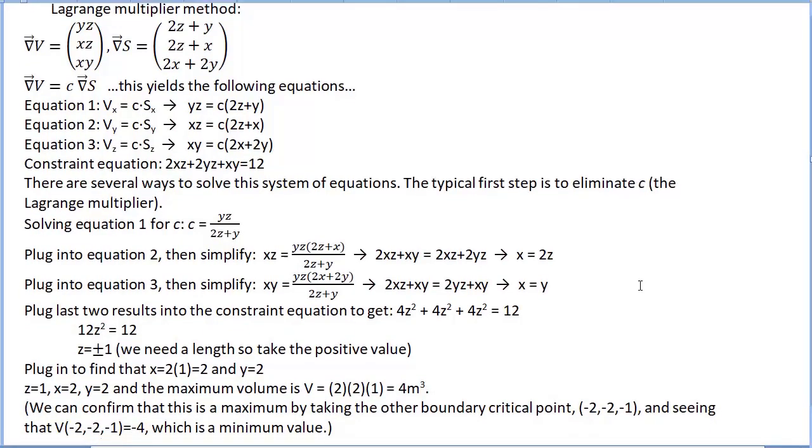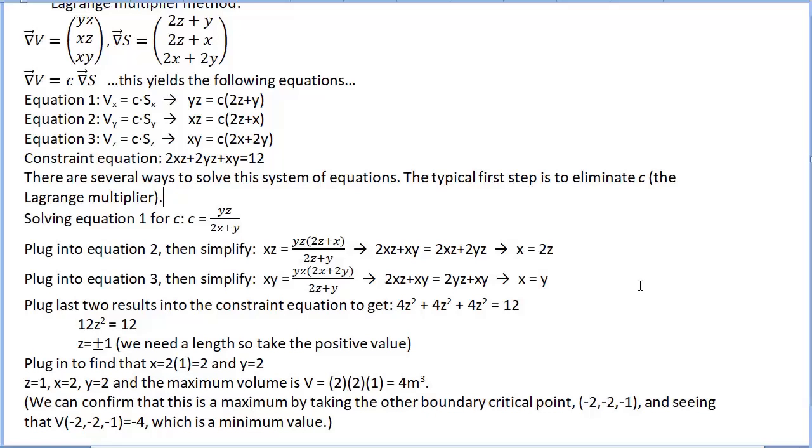One small comment before we do. We can confirm this is a maximum by taking the other boundary critical point. So remember that z was -1. That would give us a critical point (-2, -2, -1). Plugging that in would give you V of that would give you -4, and that's going to be a minimum value. Now, of course, that's the minimum value for the function. That can't actually happen because you can't actually get a negative volume.